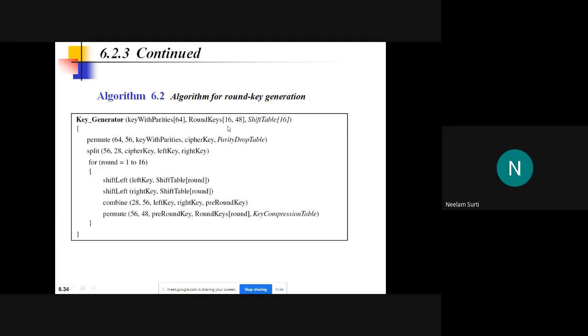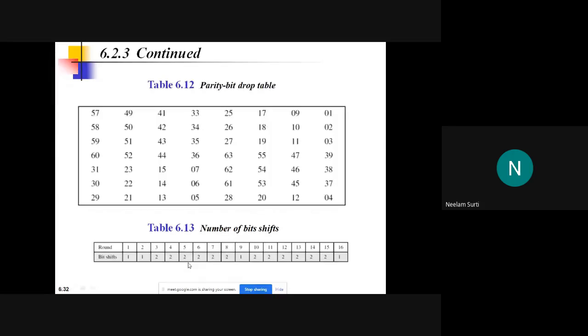How many bits? More important are the shift tables. So how many shift tables are there? 16, because 16 rounds are there, and you have 16 types of tables. This is your shift table. Are you getting that? Round number 1, how many shifts? Round 2, how many shifts? These are specified in your shift table.